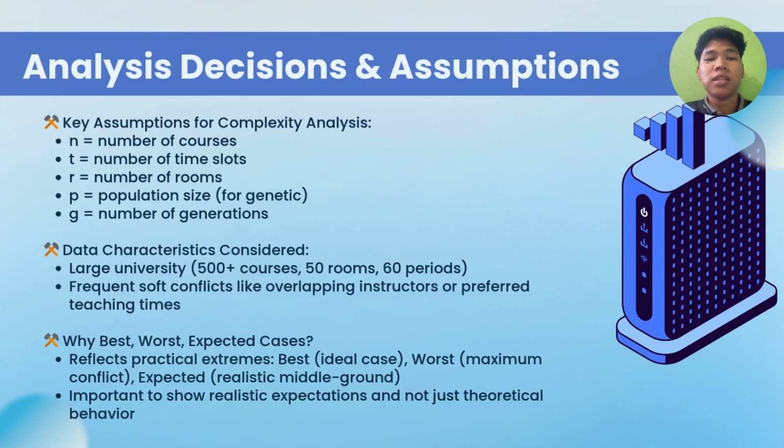The expected case is more practical. It assumes more conflicts will occur and the algorithm will need to do some work to find valid assignments, but not to an extreme level. This reflects what will likely happen in a real semester. Finally, the worst case is when the algorithm struggles to find valid combinations due to high conflict or a shortage of resources. This helps us measure the algorithm's limitation.